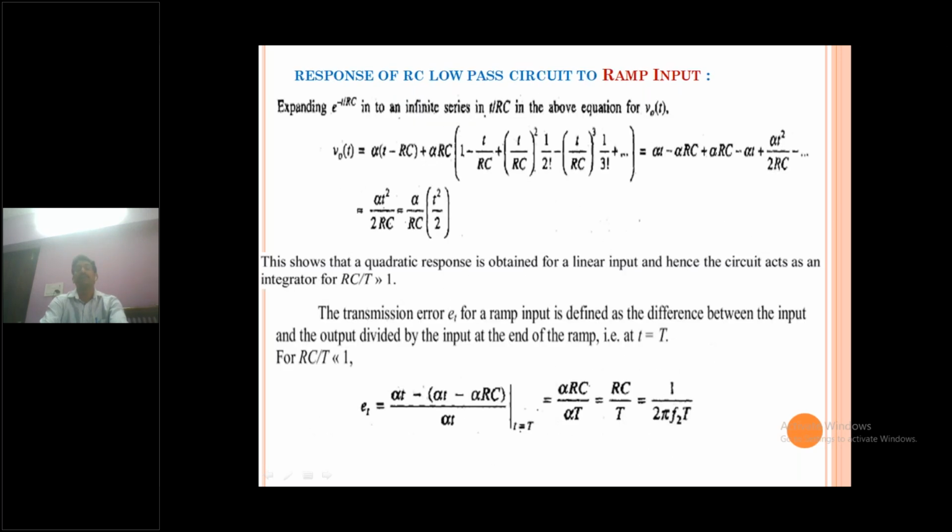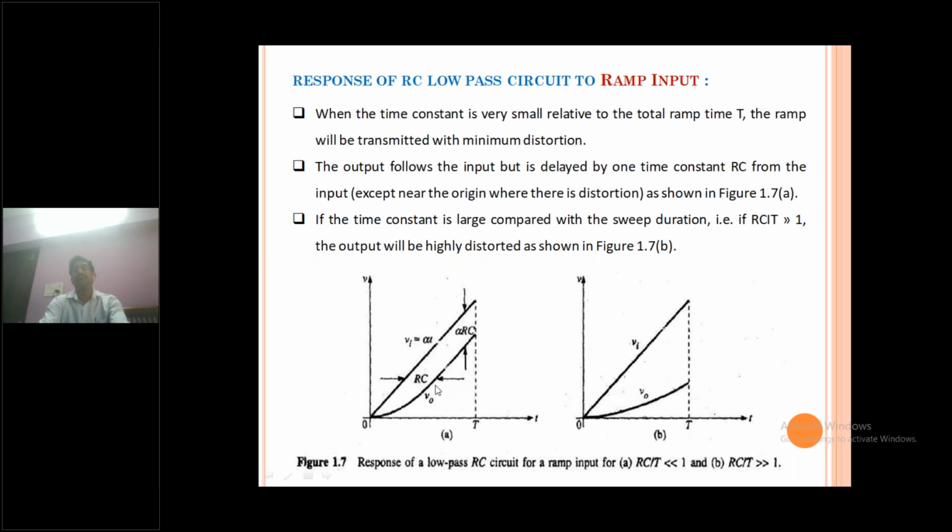These are the two corresponding graphs. The first graph is for RC far less than capital T. The second is for RC far greater than T. These two conditions are different, and for the second condition, RC far greater than T, you are using the circuit as an integrator.